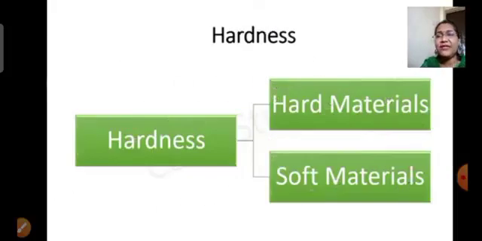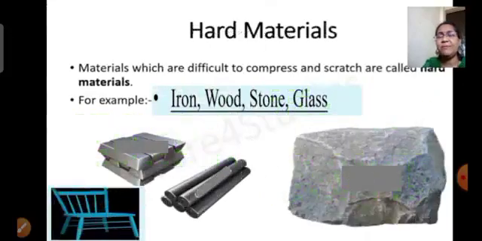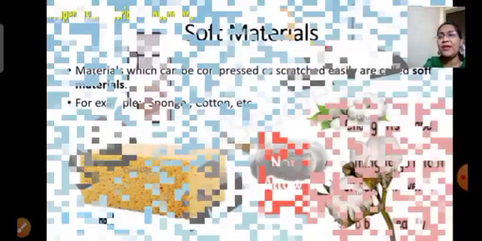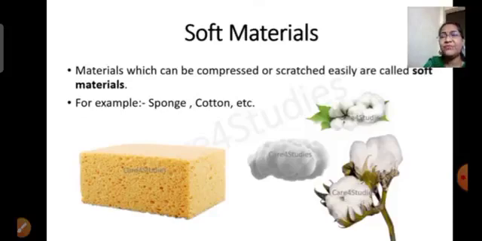Now we will move on to the next property of materials, that is hardness. Based on hardness of materials, the materials are classified as hard or soft materials. Materials which are difficult to compress or scratch are called hard materials. Or we can say that the materials which do not change their shape, which do not allow anything to go into it or scratch over it, and which do not break easily are known as hard materials. For example, iron, wood, stone and glass are examples of hard materials, whereas the materials that can be compressed or scratched easily are known as soft materials.